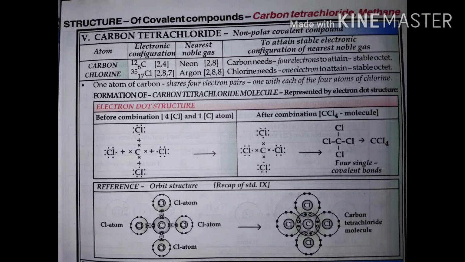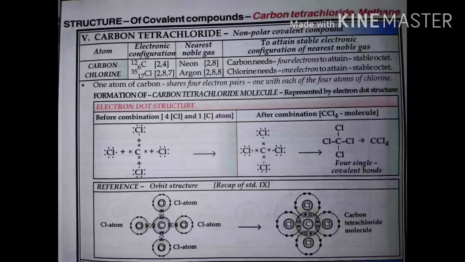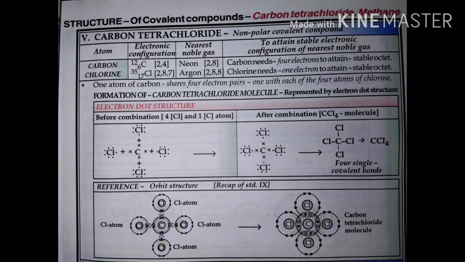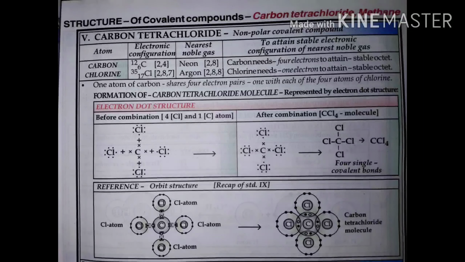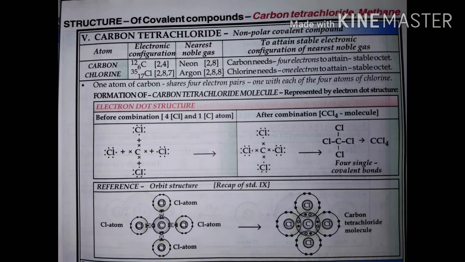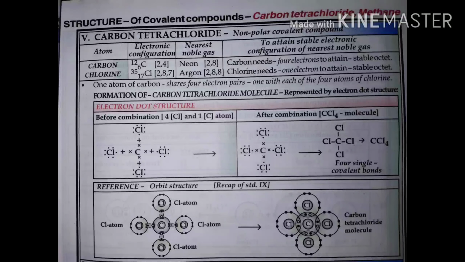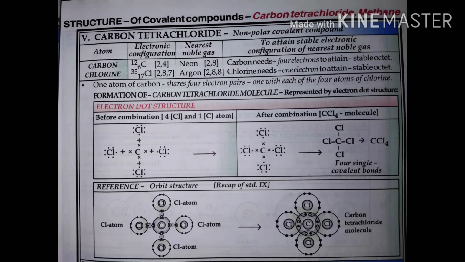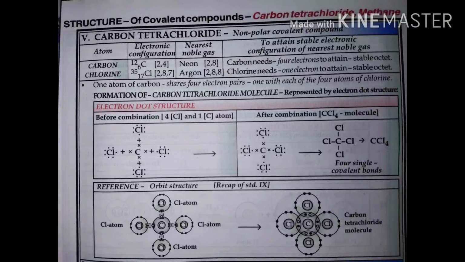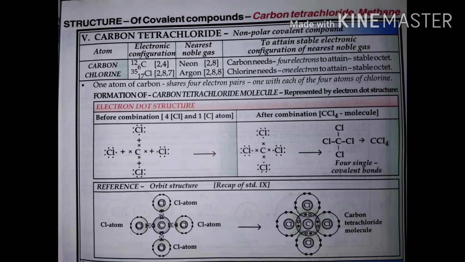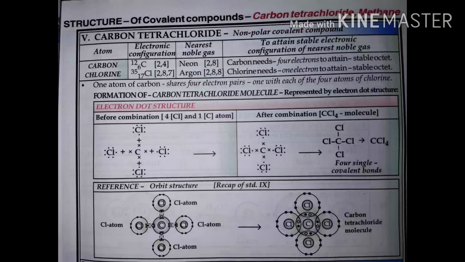So now first see the orbital structure diagram. In the center you can see a carbon atom which is having 4 electrons in its outermost shell. To attain stability, it will require 4 more electrons. Therefore it shares 1 electron each with 4 chlorine atoms. So every chlorine atom attains stability by sharing 1 electron with the carbon, and carbon gets 4 electrons from 4 chlorine atoms. In this way, by sharing 4 electrons with the 4 chlorine atoms, carbon forms carbon tetrachloride.